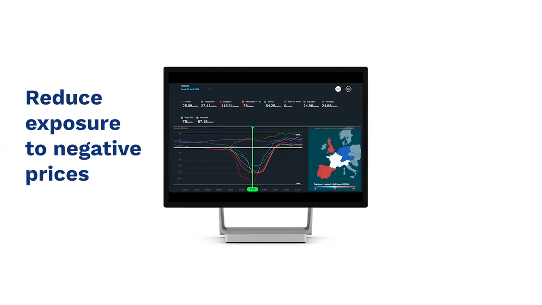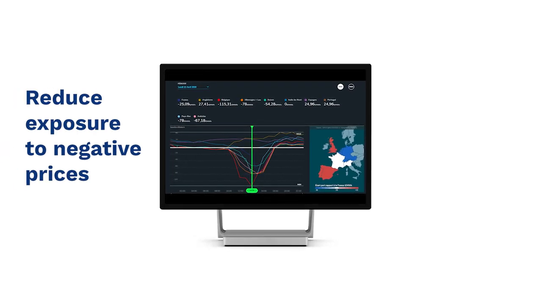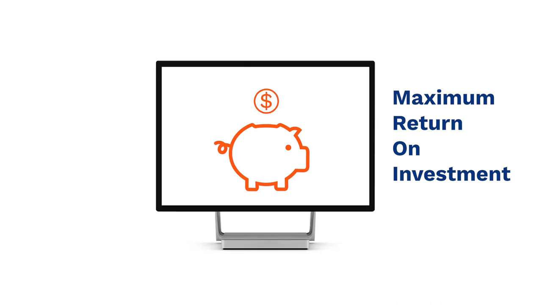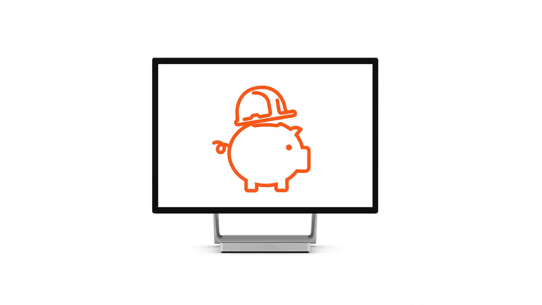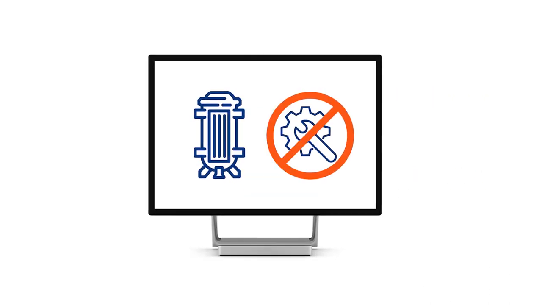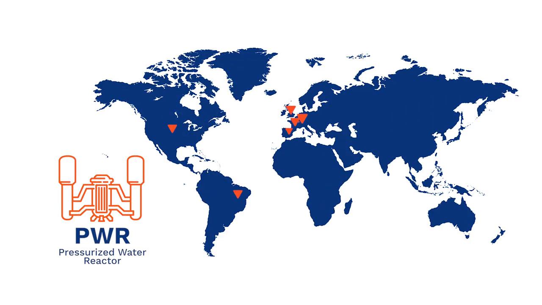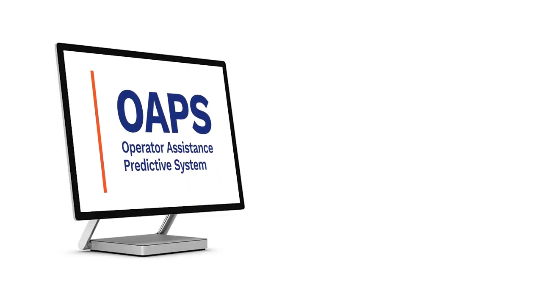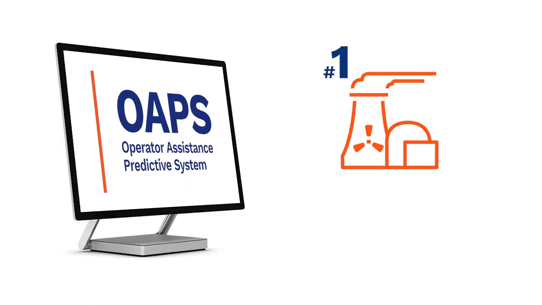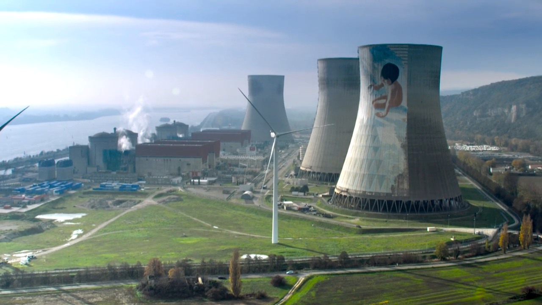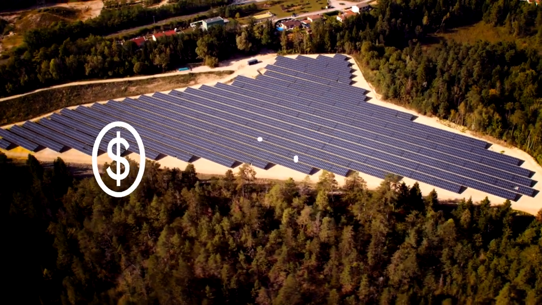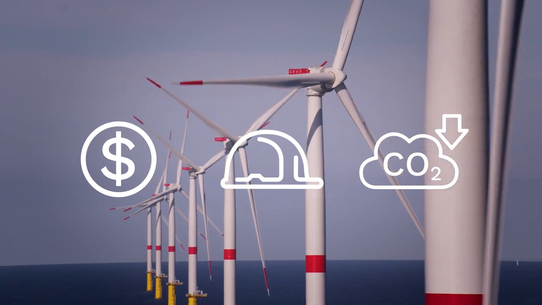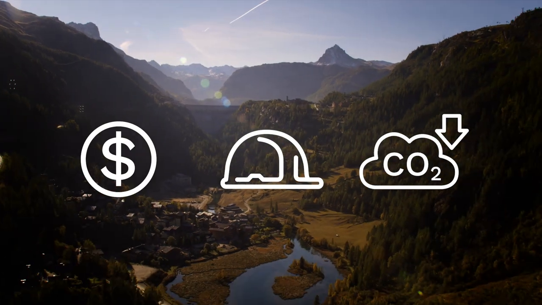It reduces exposure to market price volatility risks, ensures maximum ROI at the fleet level, while maintaining safety with no core control modifications. OAPS can be fitted to any PWR design and size across the globe. With OAPS, nuclear power becomes the preferred energy source for flexibility, while maximizing profitability of the assets. And by using nuclear plants to complement variable renewable energy output, we further contribute to truly carbon-neutral energy production.